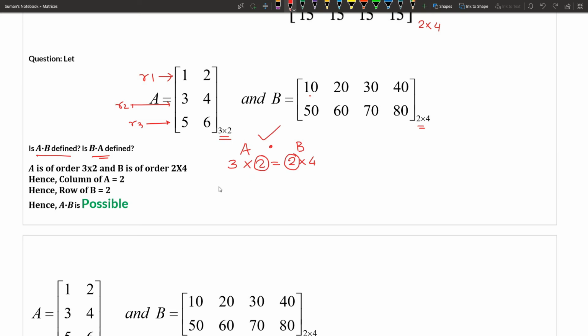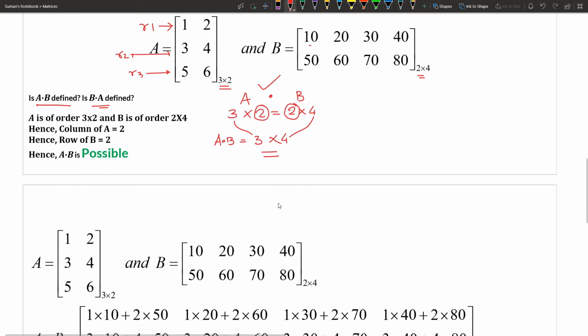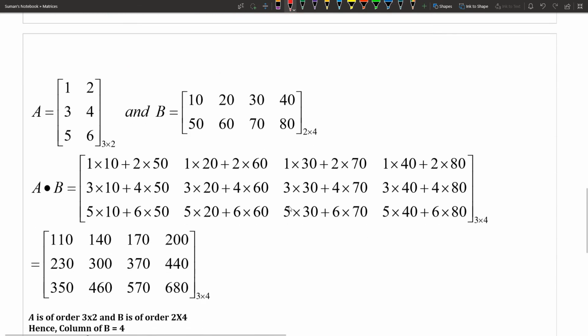So what should be the order of A dot B? That must be 3 cross 4, that means the row number of A and the column number of B. So the final resultant matrix would be of the order 3 cross 4. We are multiplying A dot B.